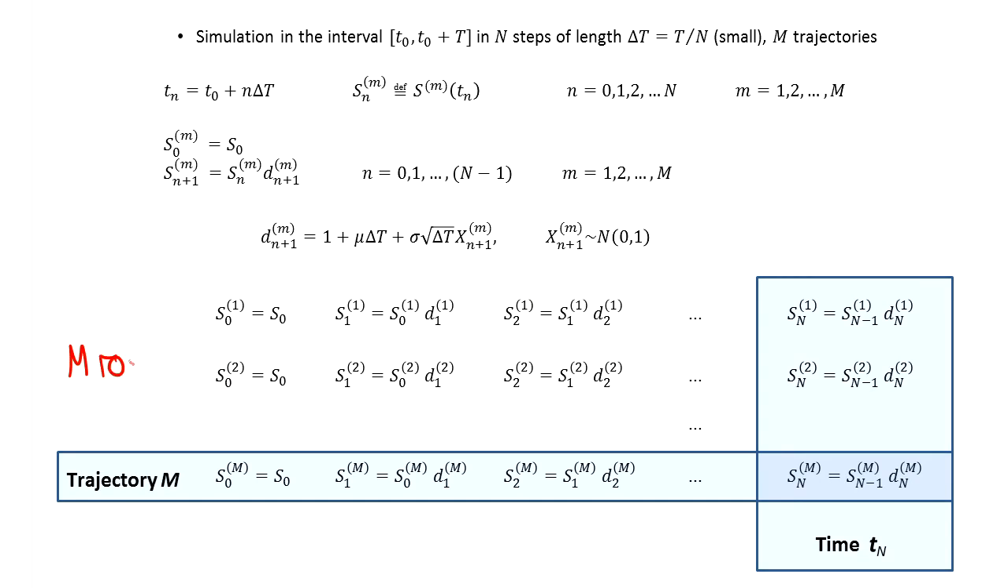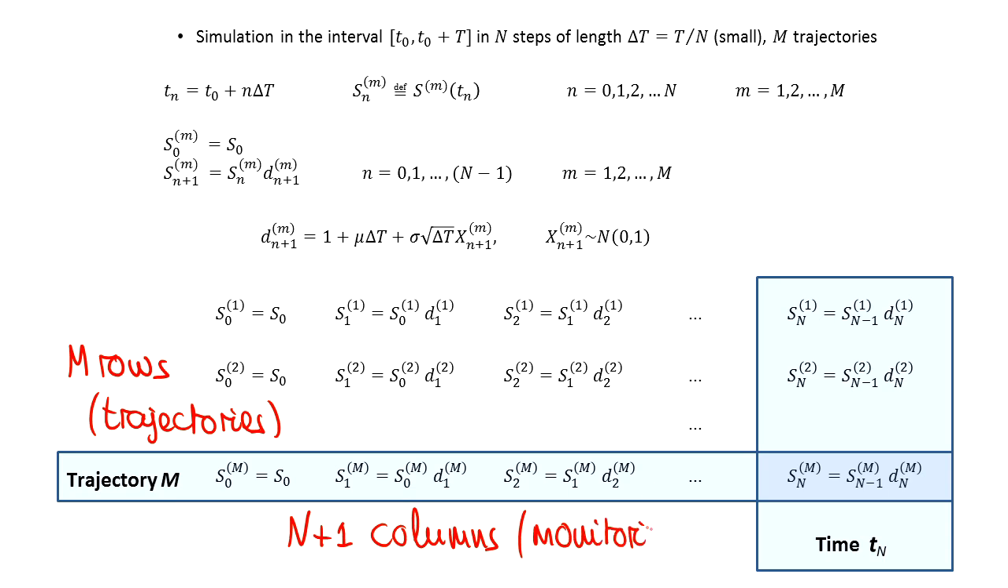Finally, we end up with a simulation matrix which has M rows, and each of these rows corresponds to a simulated trajectory, and N plus 1 columns, and each of these columns corresponds to a monitoring time. Remember that in the Euler method you need to use small values of delta t, so that the discretization error is small. Let's see what happens if delta t is not sufficiently small.